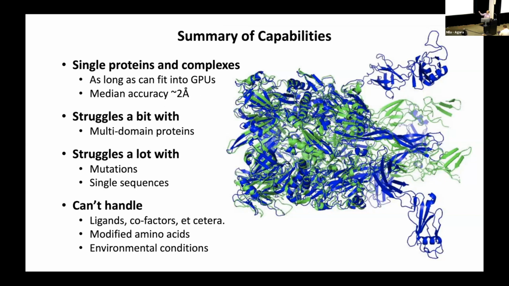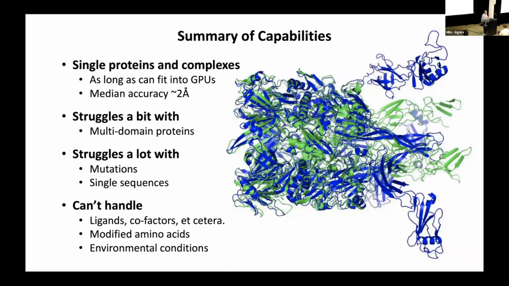But it does begin to struggle a bit with, say, multi-domain proteins. Those are often very large proteins where you have modular components strung together to form a larger complex, as you can see here. Now you begin to see some deviation from the experimental structure. Some of that may simply be driven by flexibility in those domains, but nonetheless, it's not entirely clear yet how well AlphaFold does in that context.